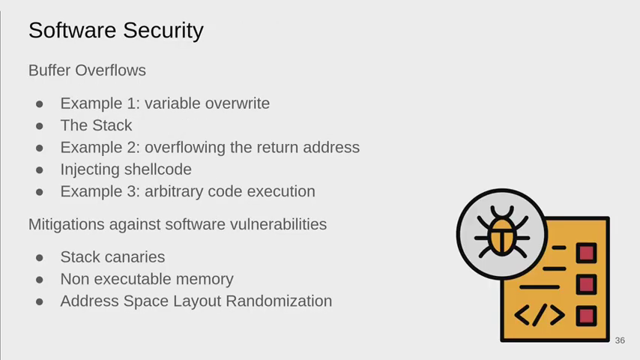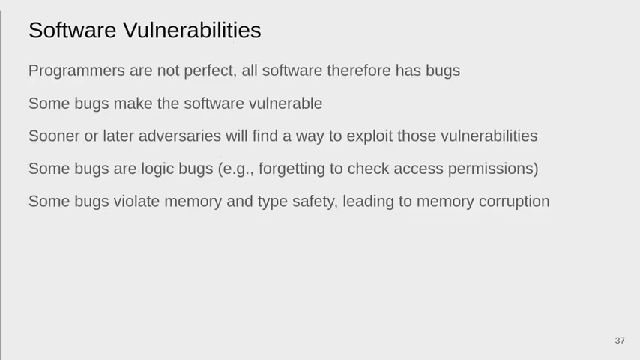Software security. So we're going to go on a wild ride over the next 20 minutes on buffer overflows and different kinds of mitigations. We're going to breeze through buffer overflows a bit because we've already covered it, at least to some extent, in the memory safety classes. Here we're going to look at it from a security perspective. Software vulnerabilities exist. Programmers are not perfect. All software has bugs. Some of these bugs are vulnerabilities, and sooner or later adversaries will find a way to exploit them.